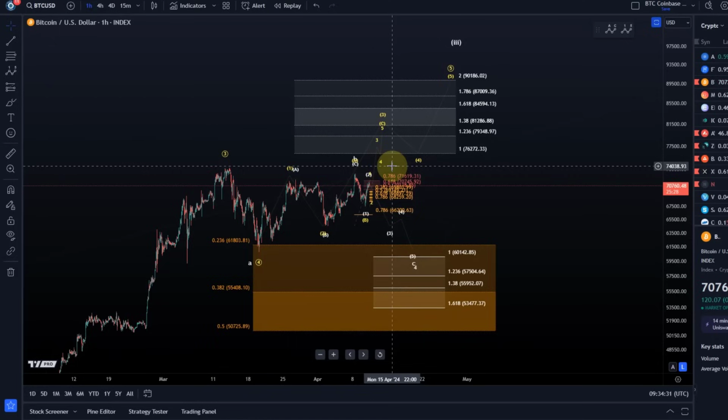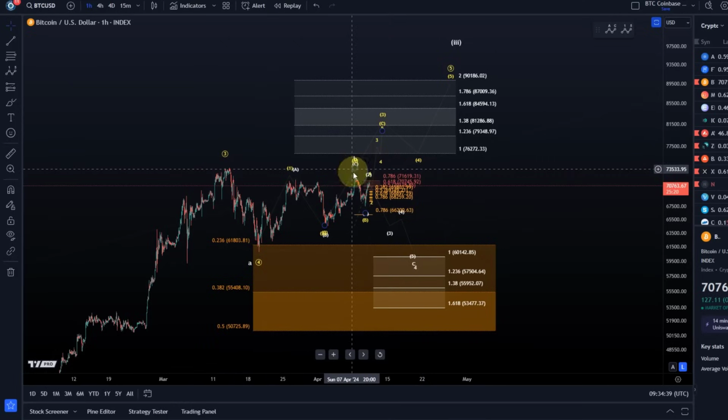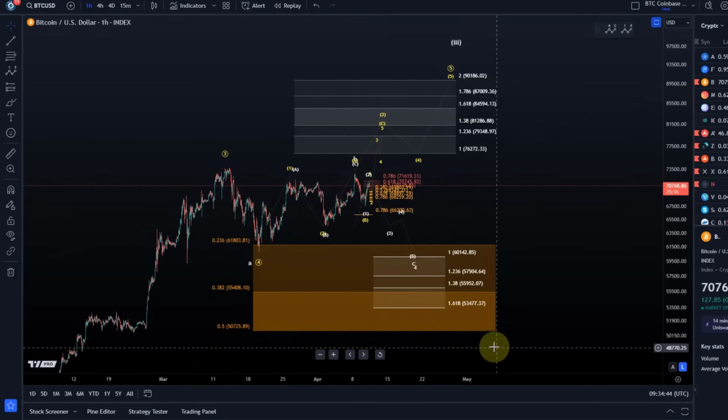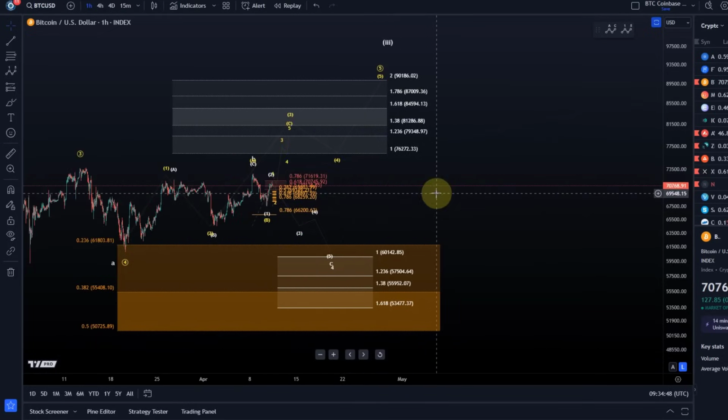because in corrections, literally, you can get these fluctuations. But yeah, I mean, the white count should be clear. So we had this A wave down, a B wave rally, and we're now in the C wave down. That, however, requires the chart to turn down from the resistance area, and resistance is at 71,620.